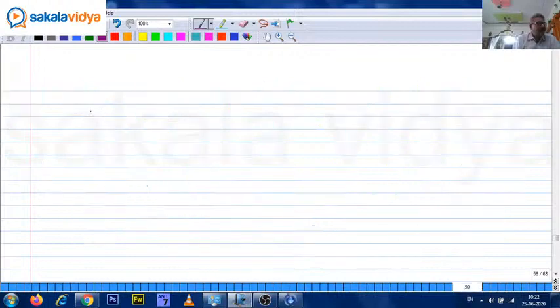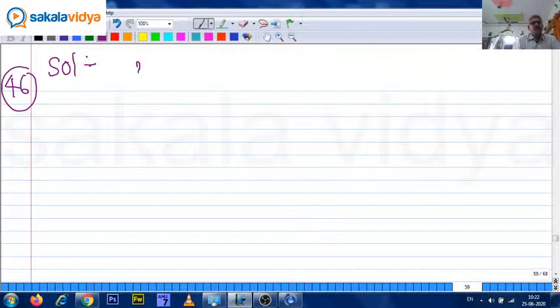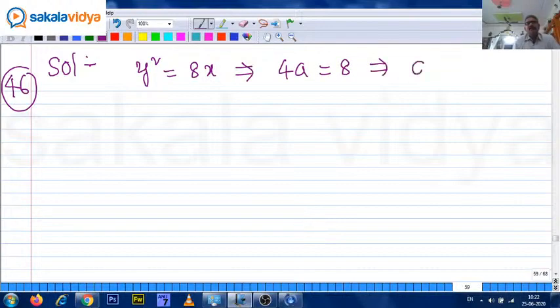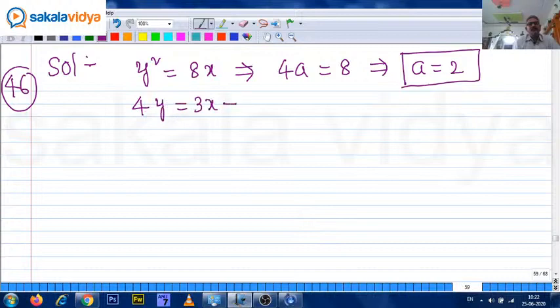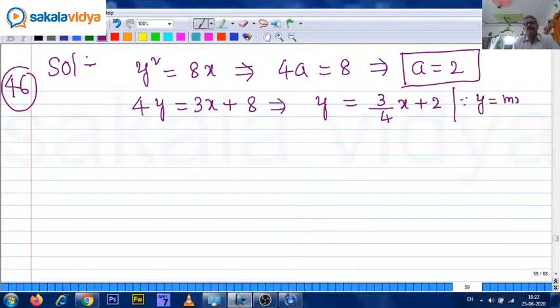See now, 46 solution. So y square is equal to 8x. That implies 4a equals 8. So a equals 2. Am I correct now? The equation should be put in the form of y is equal to mx plus c. So 4y equals 3x plus 8. Divide by 4. So we get y equals 3 upon 4 x plus 8 by 4, which is 2, which is of the form y equals mx plus c. Am I correct?